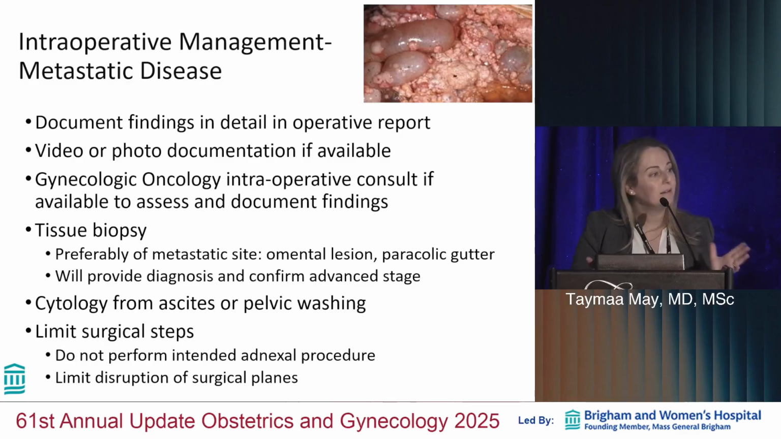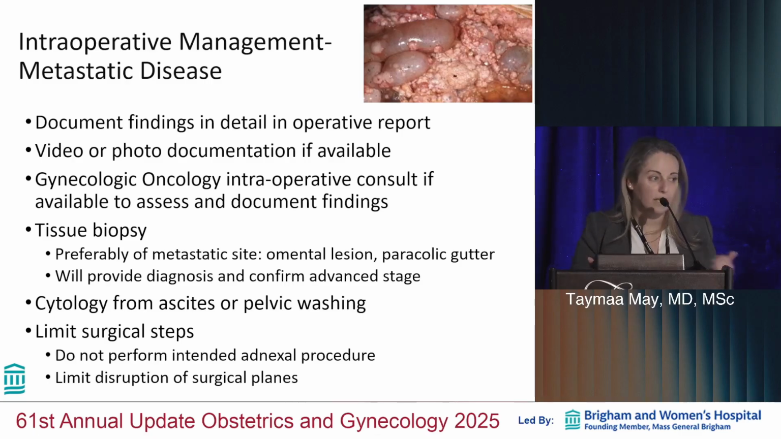Tissue biopsies, ideally of metastatic disease. So if you see an omental mass or abdominal wall mass, something that is low risk but metastatic, biopsy would be very helpful because we can get a diagnosis and a stage at the same time. So you already know it's, let's say, high-grade serous ovarian cancer, and it's stage 3 based on your omental biopsy.